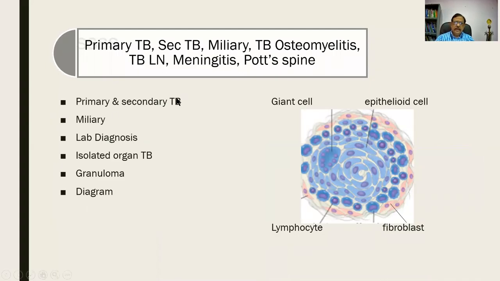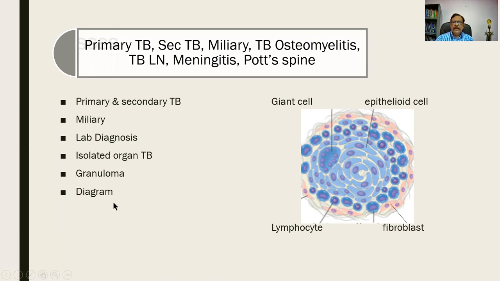And as a summary, these are the important things we have seen. What is primary? What is secondary? What are the differences between primary and secondary, miliary tuberculosis? What are the lab diagnoses? And what are the isolated organs that are affected by tuberculosis?